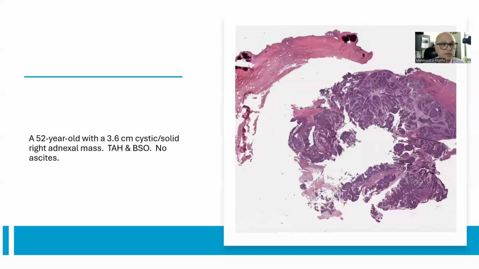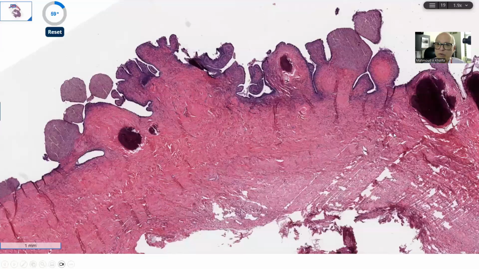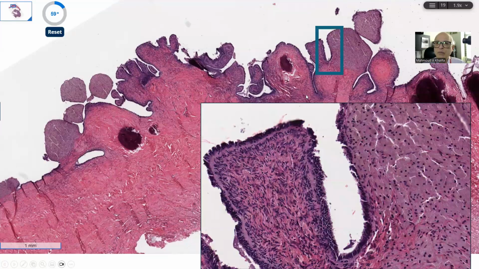This case is a 52-year-old with a 3.6 centimeter cystic solid tumor of the right ovary, and she had an excision. So you can see the cellularity here, and here is the wall of the cyst. Let us start by looking at the wall of the cyst. I always say the first step in ovarian tumors is to determine the cell type, the lining of the cells, the epithelium. I don't think this is serous. I don't think it is mucinous. I think it looks more like endometrioid.